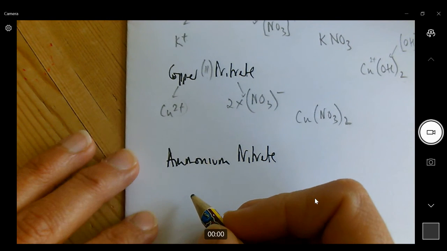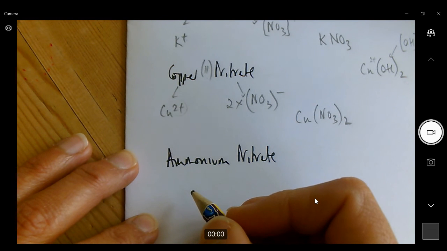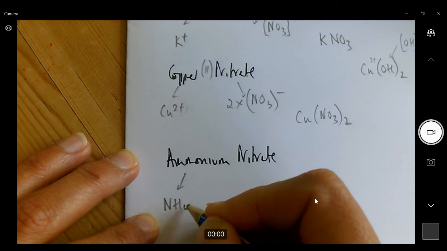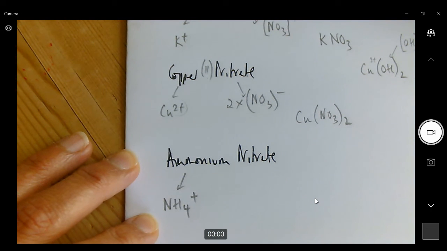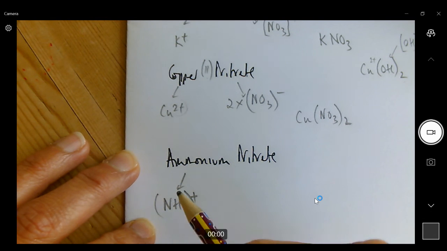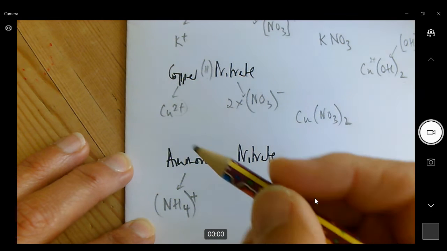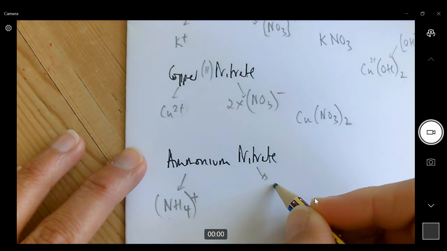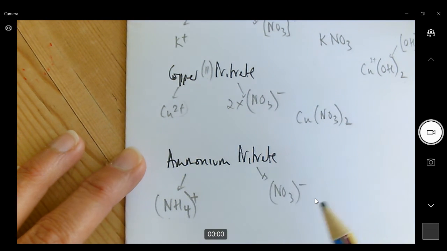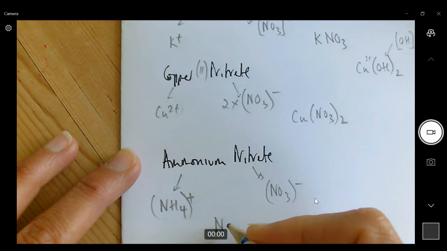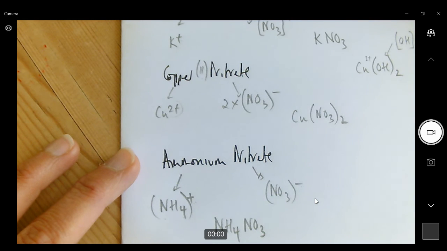Ammonium nitrate. Now ammonia is NH3, and when ammonia reacts with an acid, it forms an ammonium ion, which has this formula, NH4+. Again, the whole thing has an overall charge of +1. Please remember that ammonia is NH3 and ammonium ion is NH4+. Nitrate, NO3-. So our charge is balanced. We've got +1 here, -1 here. So ammonium nitrate has the formula NH4NO3.